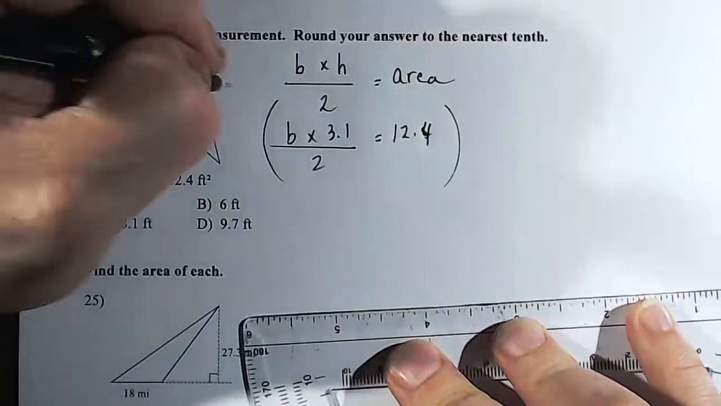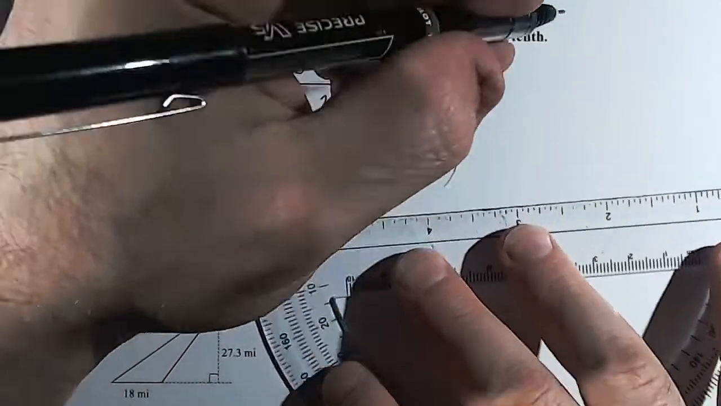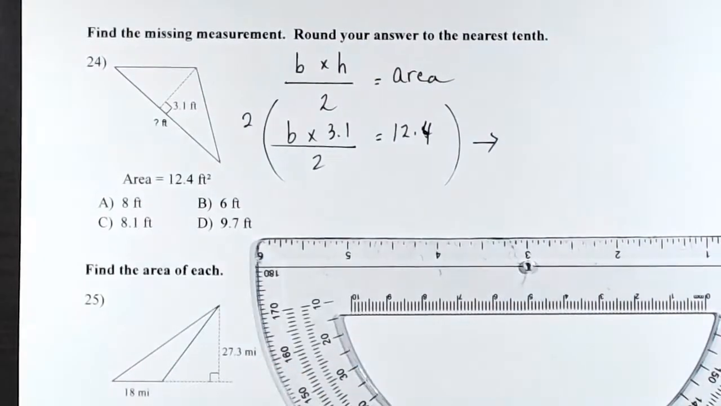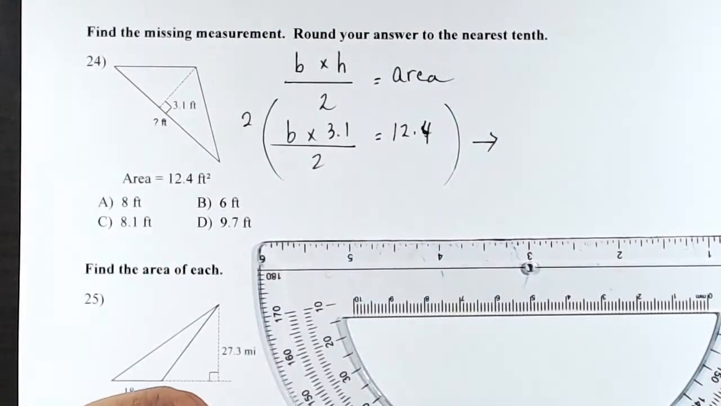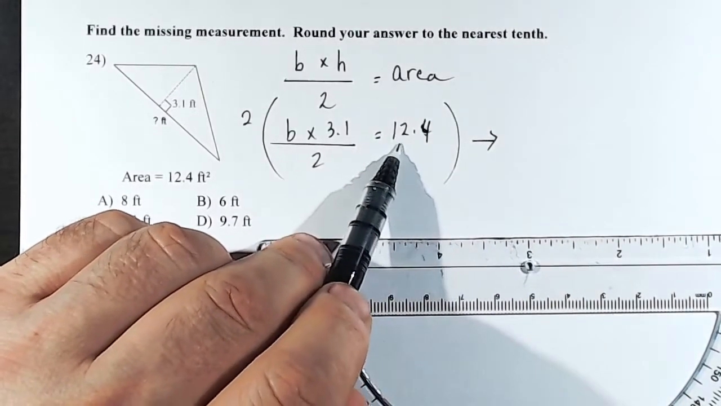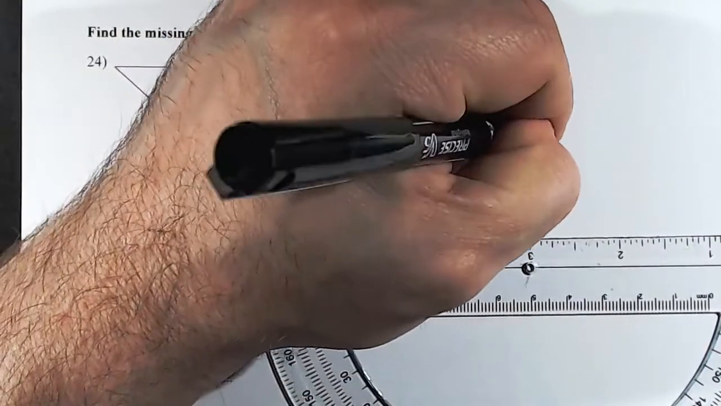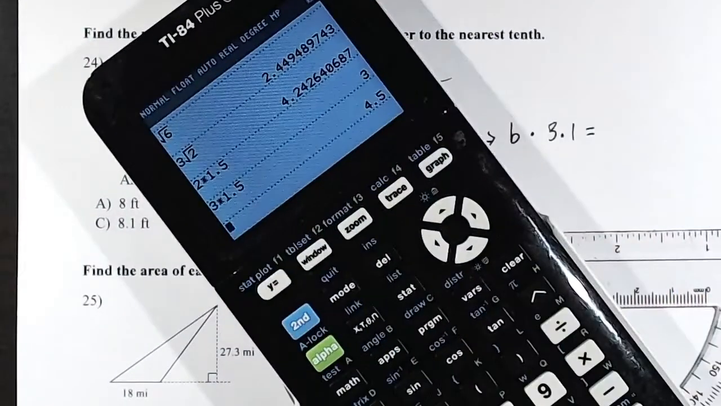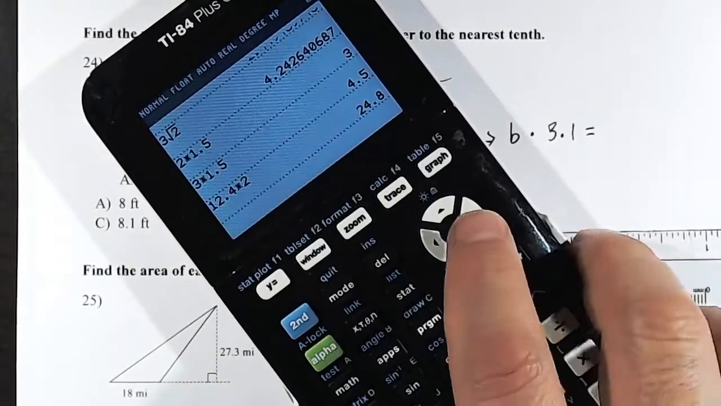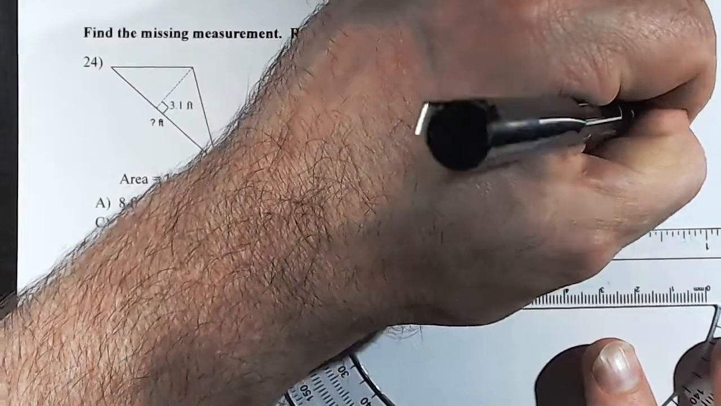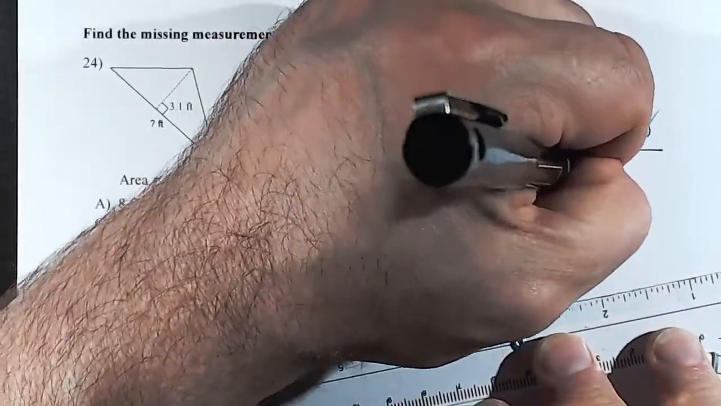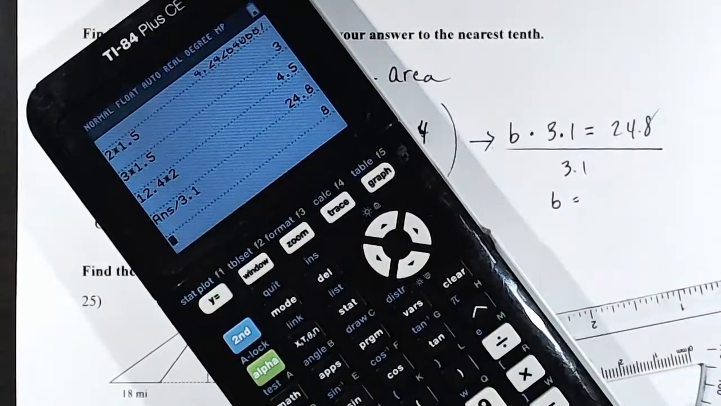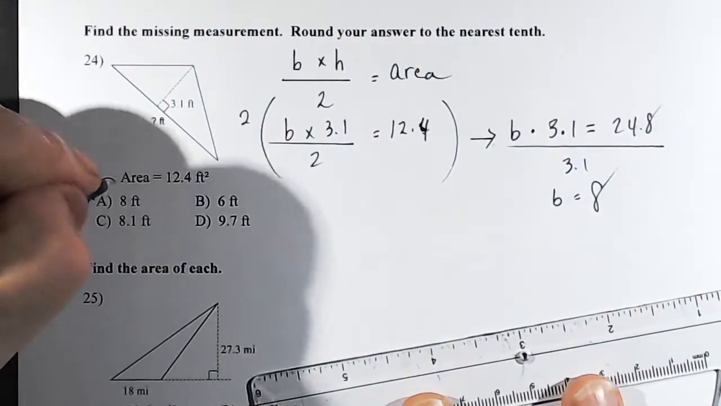So to get B by itself, we just multiply the whole thing by 2 to get rid of this denominator. Okay, so we have to distribute, multiply that. On the left side, it just cancels out with the 2 in the denominator. But on the right side, you need to multiply 12.4 times 2. So what we have is B times 3.1 equals whatever 12.4 times 2 is. It's 24.8. Divide both sides by 3.1. So B equals 24.8 divided by 3.1. 8. Bingo. A.